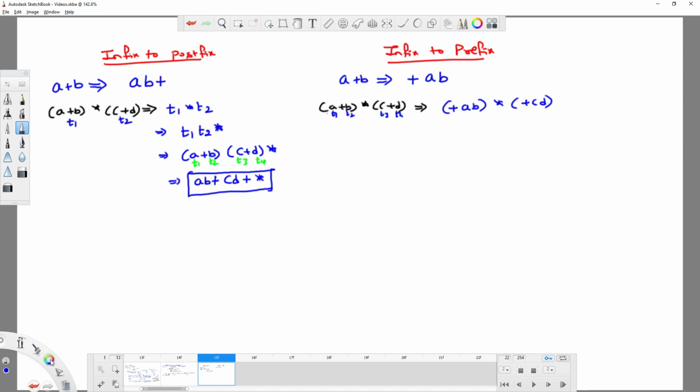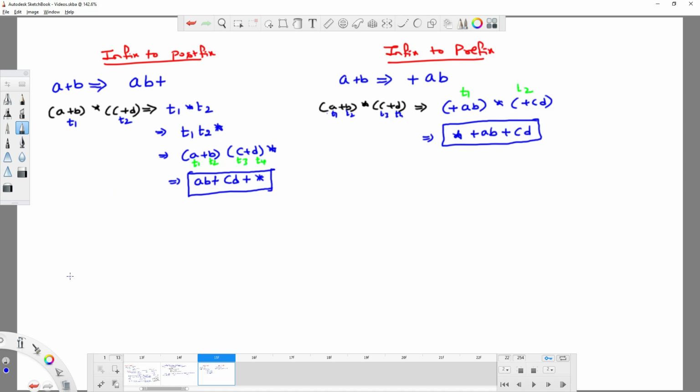Now you can assume this entire one as t1 and this one as t2. Then what is the expression you are going to get? Star, the operator comes first, then t1 is plus a b, then plus c d. This is the prefix notation with respect to the infix notation.